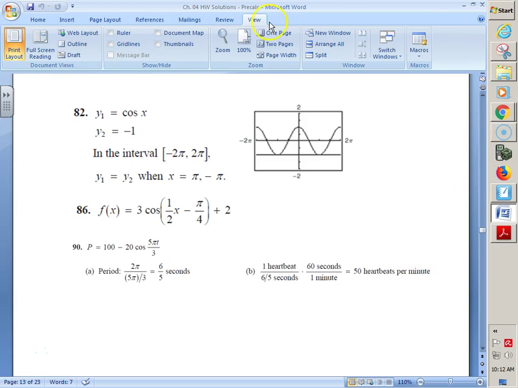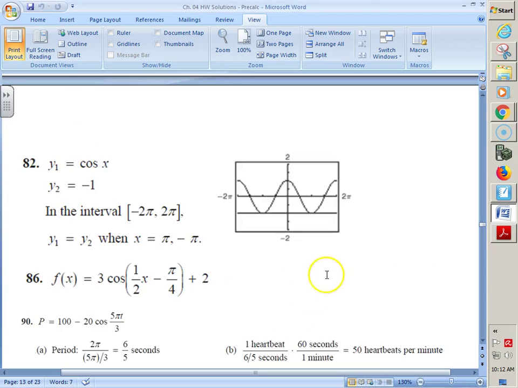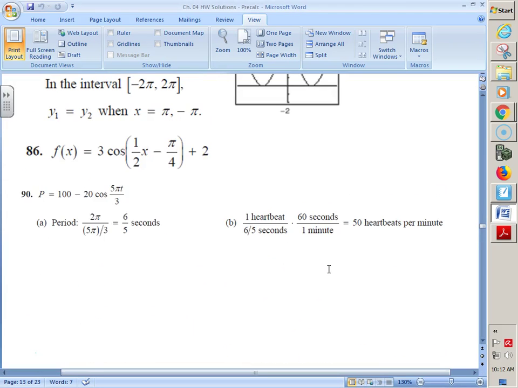Number 90 was all about bridges. Did you guys figure it out? I can zoom in just a little bit because I know it's really small. For letter A, they were just asking how long, and how long is period. So you could have just taken your 2 pi over b, which would have been 5 pi over 3. Multiply by the reciprocal, the pi's cancel, 2 and 3 is 6, and it's over 5. That was all based on the wording, how long. You wanted to find the period.